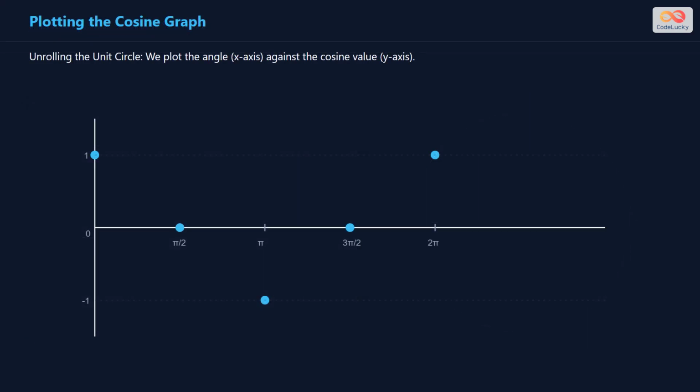Now we can take those values and plot them on a graph. On the horizontal axis, we place our angles in radians. On the vertical axis, we place the cosine value. We plot points at the peaks, the intercepts, and the valleys. Notice how the pattern starts at its maximum value of 1.